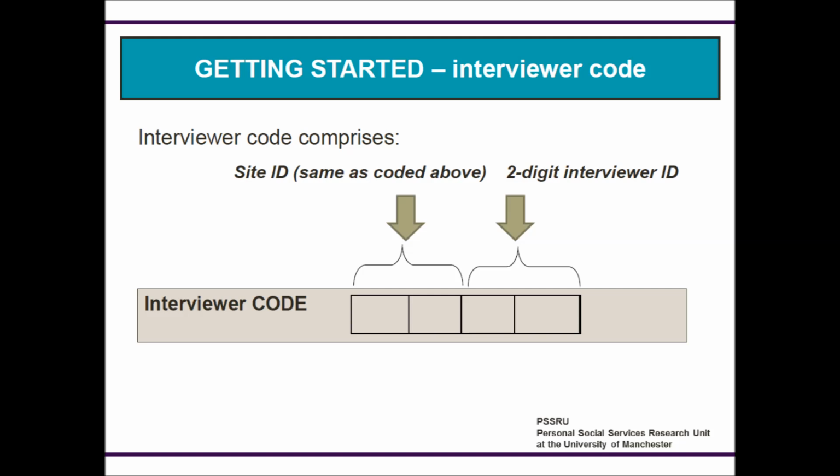Each interviewer should be allocated their own individual ID number. This will be a 4-digit number containing the site ID, 2 digits, followed by the interviewer's 2-digit number. The interviewer ID number can be allocated locally by the local research team. This will identify who has completed the questionnaire and ensure the appropriate interviewer is contacted to complete the follow-up interview.